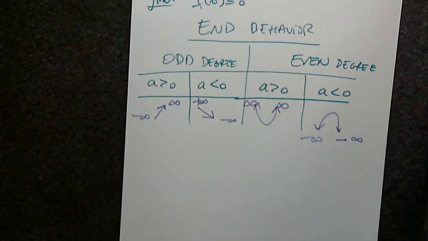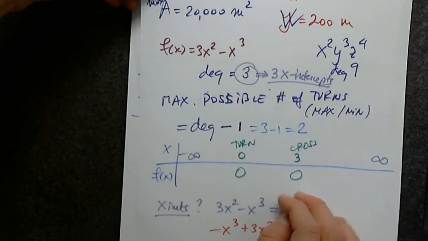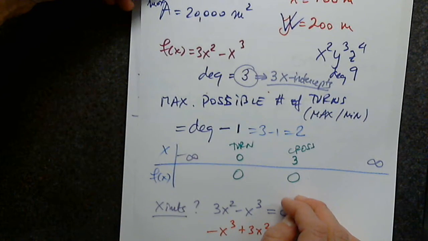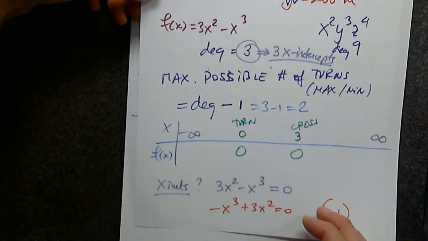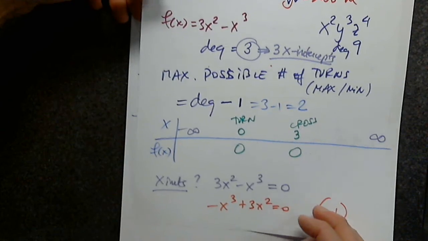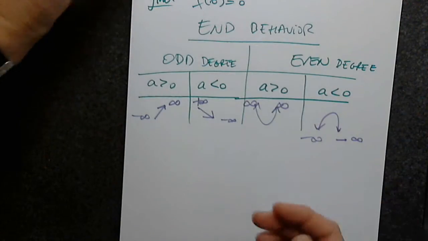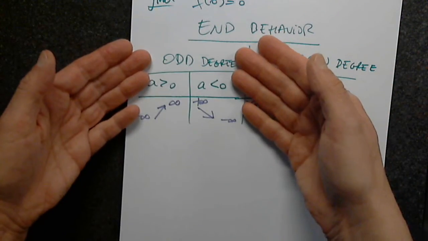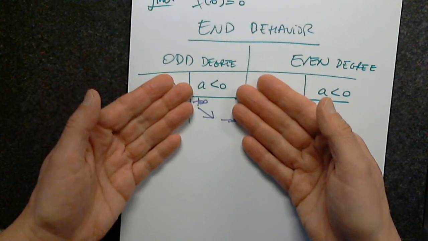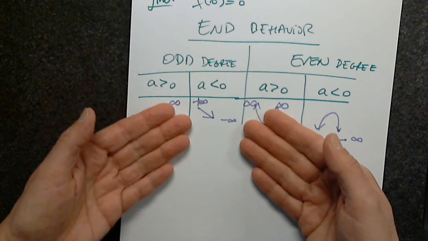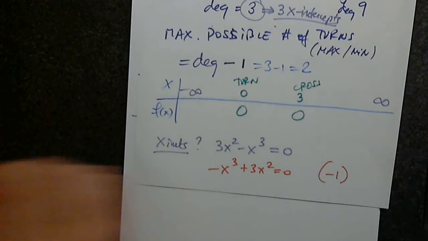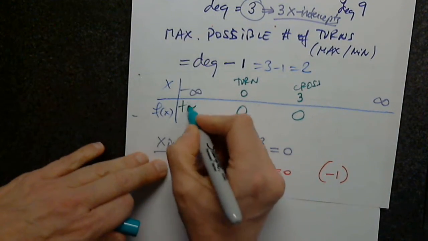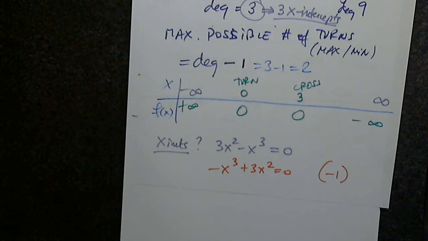So coming back, what is the degree for this function? Degree 3. Can anyone identify the leading coefficient? -1. So it's odd degree with a negative leading coefficient. What will be the end behavior? From positive infinity to, that's it, from positive infinity to negative infinity.